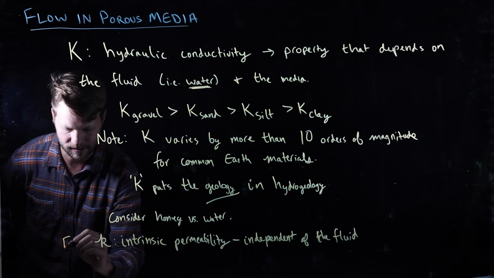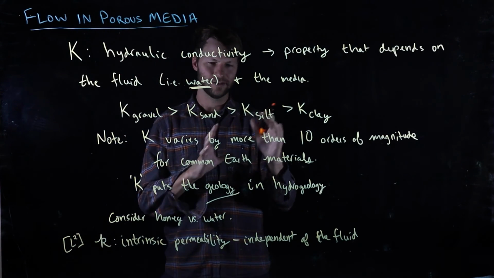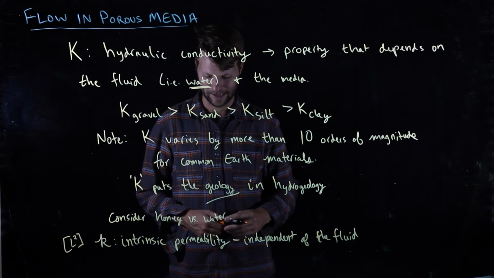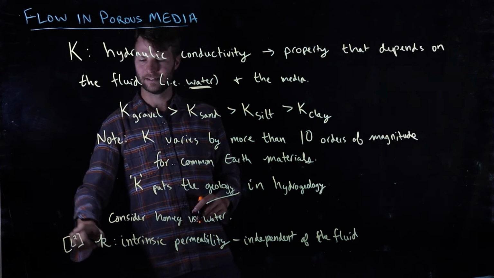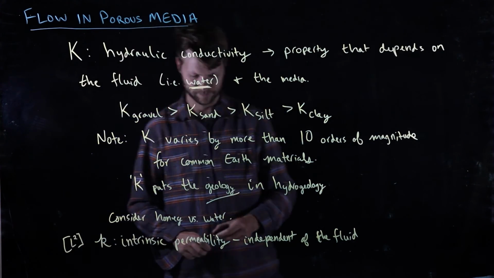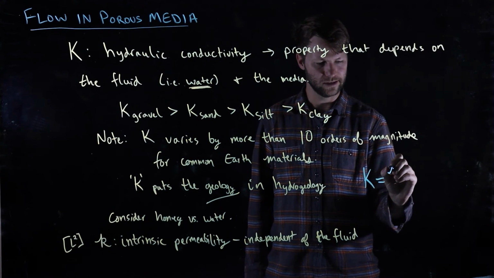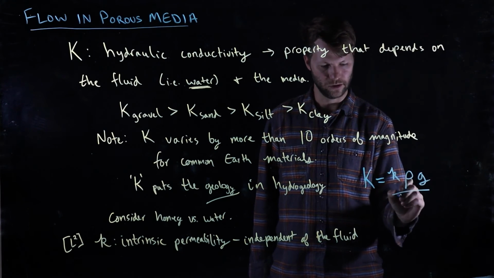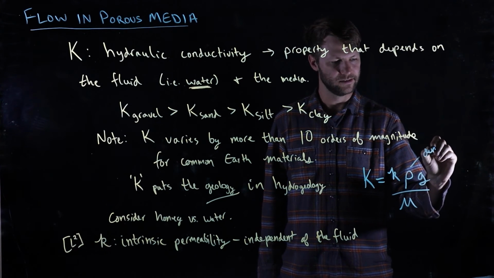It has dimensions of area, length squared, and so you can kind of think of it as it's related to the porosity, but of course the tortuosity, or the path that water flows, matters as well. And we can relate big K hydraulic conductivity to little k through the following relation. I'll use a different color here. So big K is equal to little k times rho g over mu. And so this is the density of the fluid.